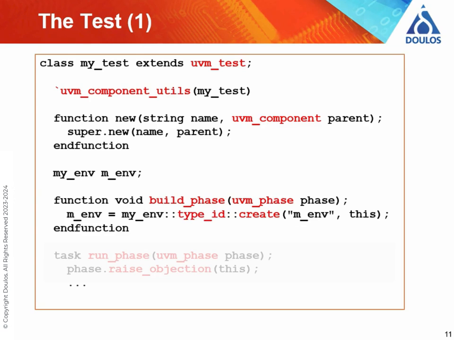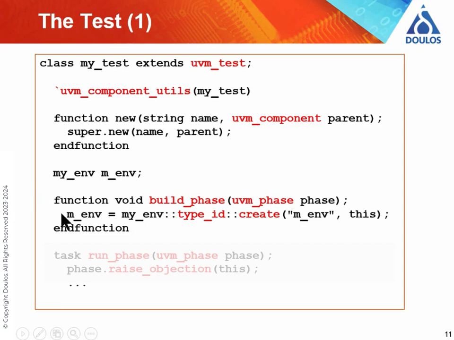You make something happen in a particular phase by overriding the appropriate method of the class in which you want that something to happen. So to make something happen in the build phase of our test class, we need to override the test class's build phase method and write some code within it. This method will then get called from behind the scenes.